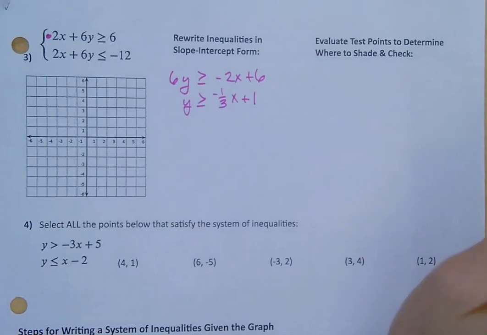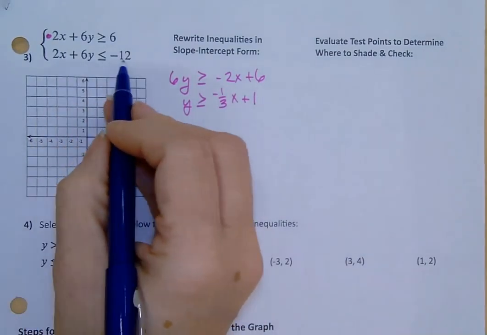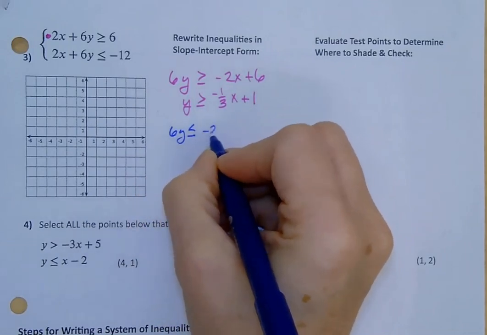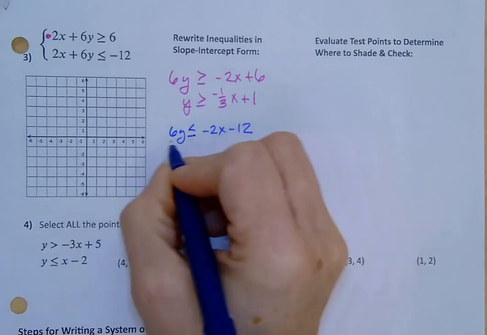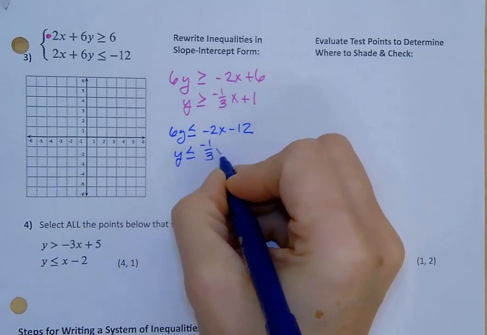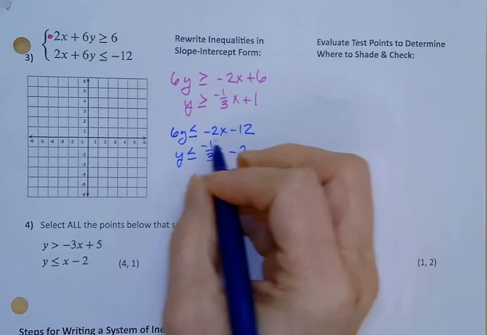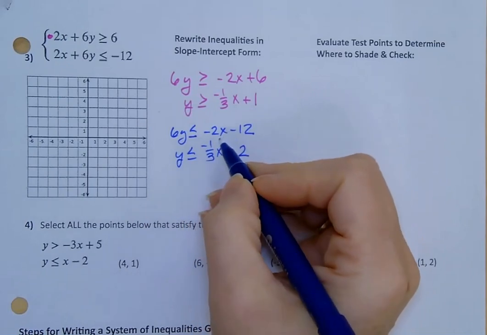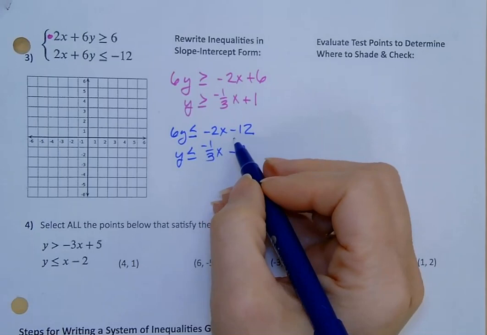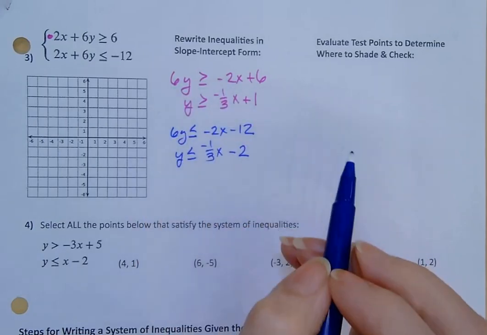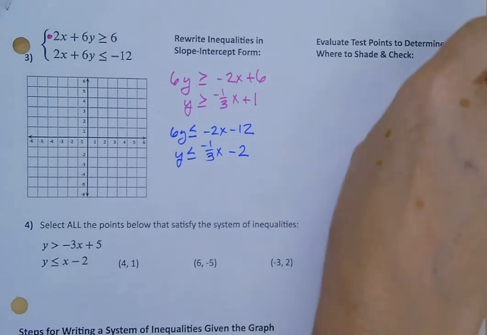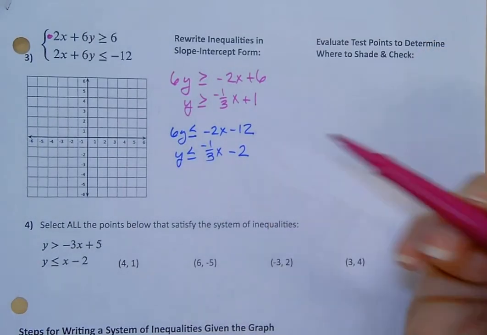That's my first statement. My second statement, when I rearrange it, it's going to be 6y is less than or equal to negative 2x minus 12. Divide everything by 6. Y is less than or equal to negative 1/3 x minus 2. Remember, as long as we're dividing by or multiplying by a positive number, we don't have to change our sign. When we multiply or divide by a negative number on both sides, then we do have to change the direction of our sign. So here we didn't have to do that.